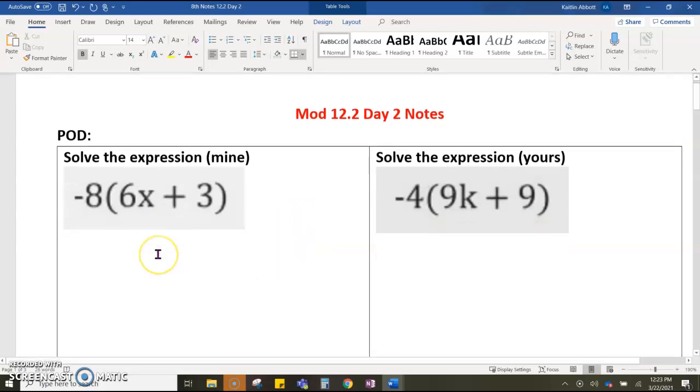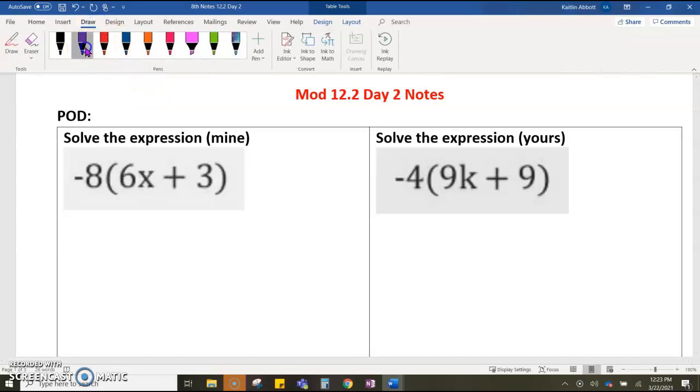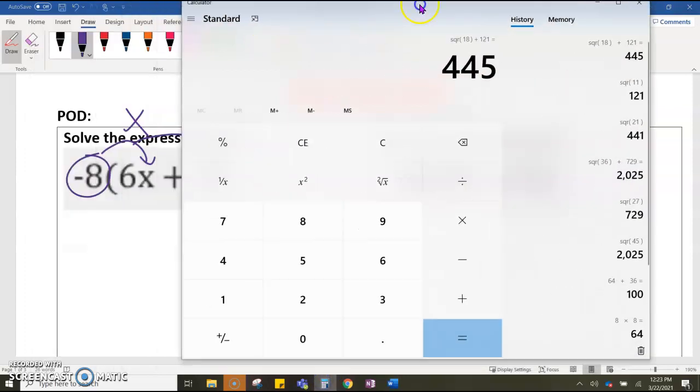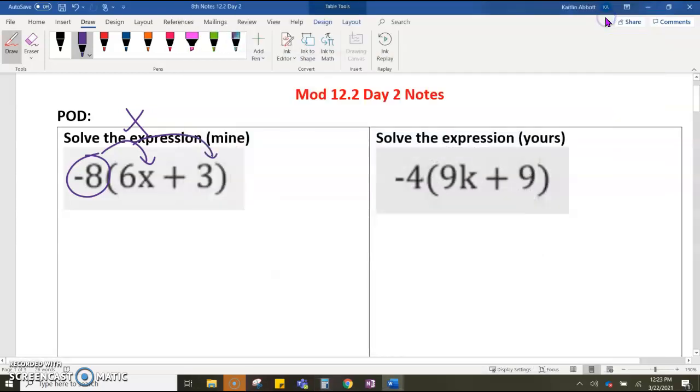Here we go. So we're going to solve this expression like we did yesterday. I'm going to distribute this -8 to both terms on the inside. And when we say distribute, we mean multiply. So we're going to do -8 times 6. And if you're a little rocky with your signs, let's type it in here. So negative 8 times 6 is -48.